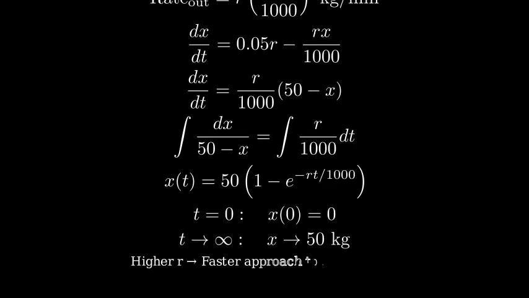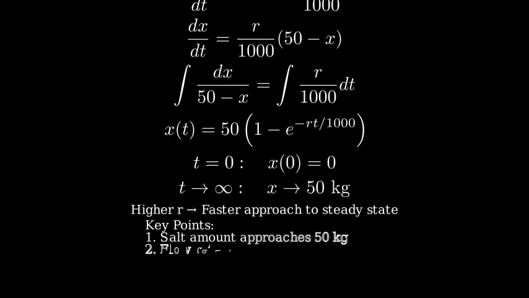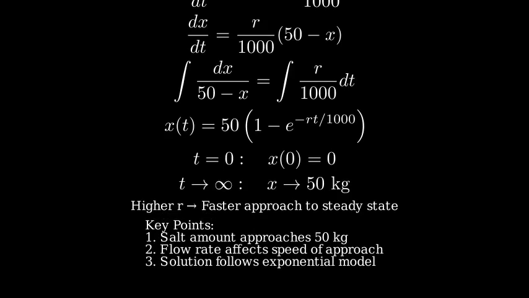The parameter r affects how quickly we approach this limit. A higher flow rate means we reach the steady state faster. In conclusion, we've solved a differential equation that models how salt accumulates in our mixing tank. The solution shows that the amount of salt approaches a steady state value of 50 kilograms, and the flow rate determines how quickly this happens.